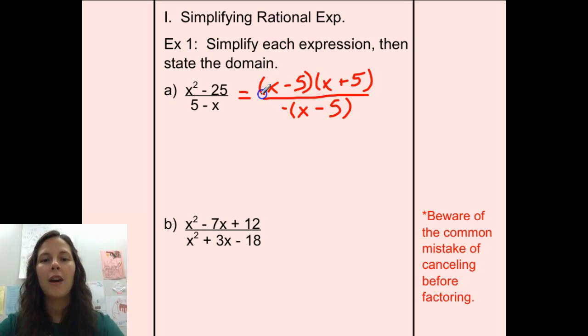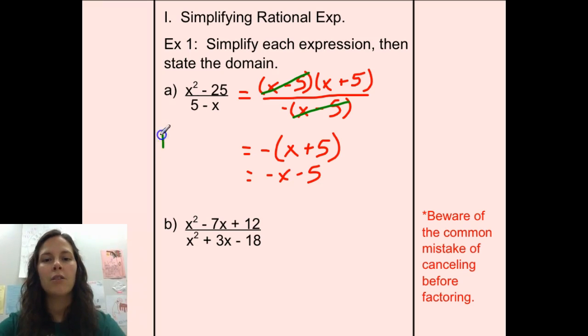Now I have a common factor in the numerator and the denominator, so I can cancel those out. That negative that is left in the denominator will move up in front of that x plus 5 that I have left. You can leave it in factored form, or if you prefer, you can distribute that negative sign through.